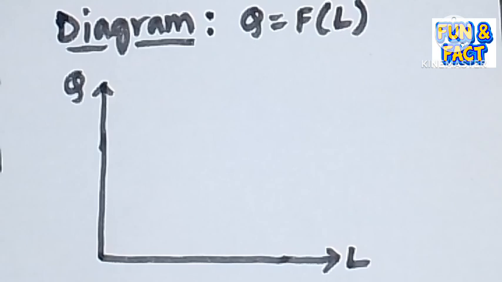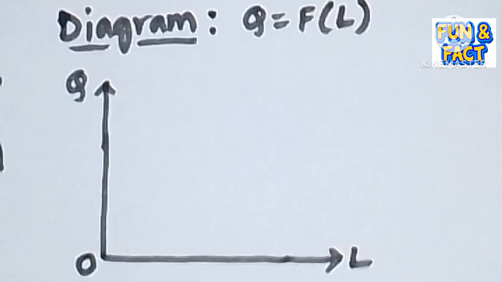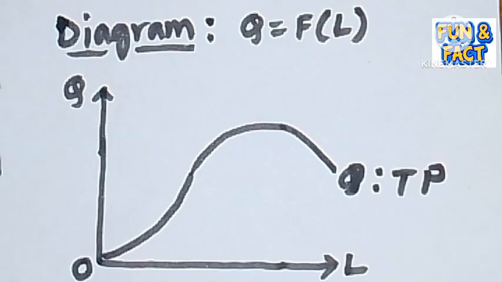Now we are displaying the diagrammatic presentation for the production function when Q is a function of L, where capital is constant and labor is the only variable. Along the vertical axis we are measuring the level of output, and along the horizontal axis we are measuring the number of laborers. The diagrammatic presentation of the total product curve or output curve is displayed here.